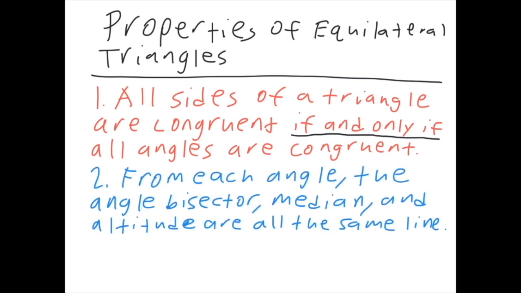The second property is from each angle, the angle bisector, median, and altitude are the same line. So remember those three lines that I just showed you? In an equilateral triangle, they're all the same line. So if you draw an angle bisector, it also happens to be the median and the altitude. If you draw a median, it's also the angle bisector and the altitude. If you draw an altitude, it's also the angle bisector and the median.